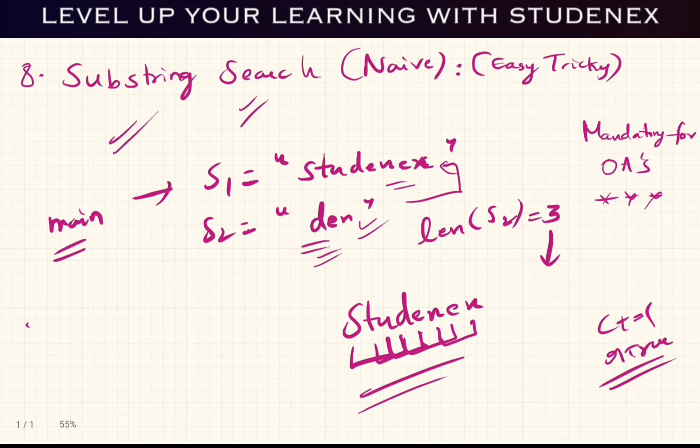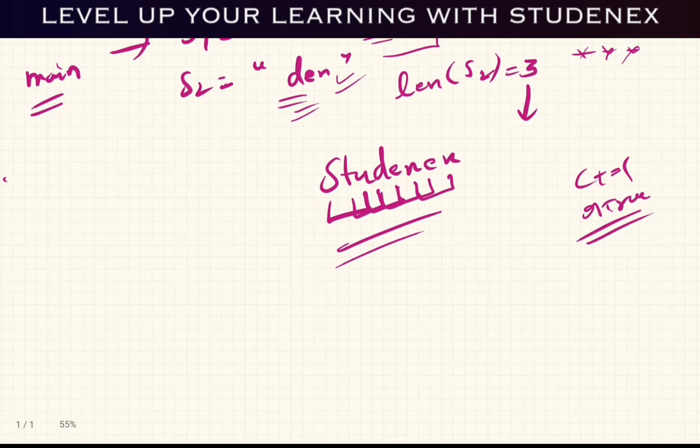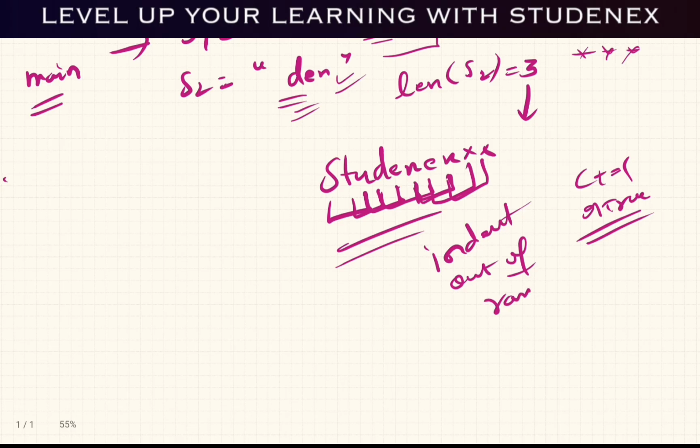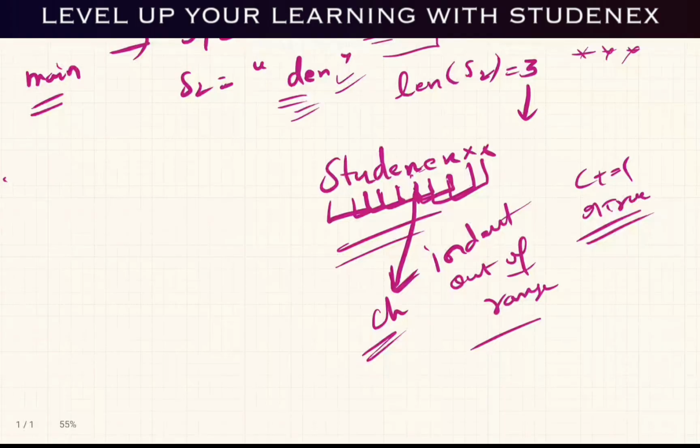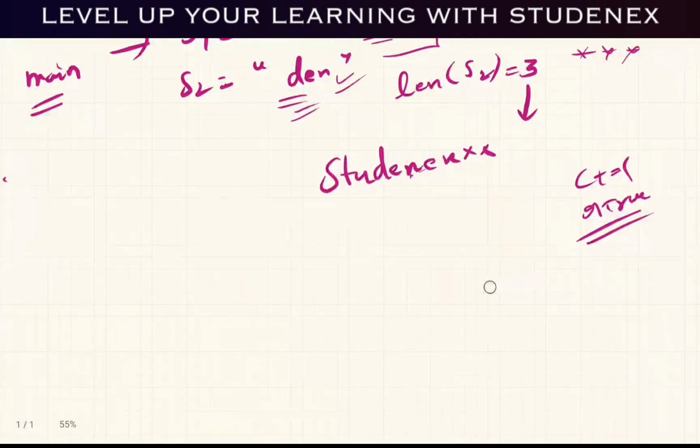There's a catch here. If you continue to check, it doesn't stop here, right? It also checks here, and here, which is empty. So it's going to be index out of range. For that, I'm going to iterate until here only, until this particular character.